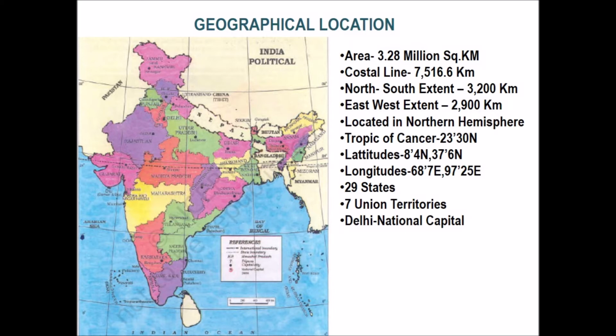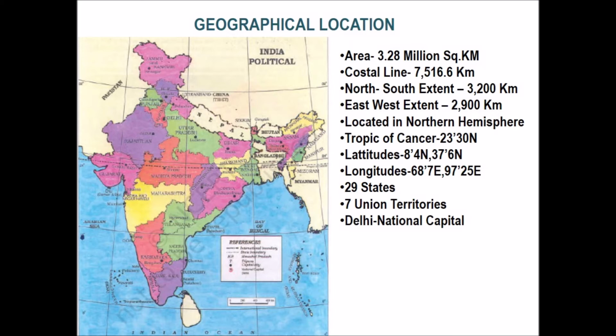The Tropic of Cancer, which almost divides the country into half, is 23 degrees 30 minutes north. The latitudes are 8 degrees 4 minutes north and 37 degrees 6 minutes north. Longitudes are 67 degrees 7 minutes east and 97 degrees 25 minutes east. India has 28 states and 7 union territories. Delhi is the national capital.